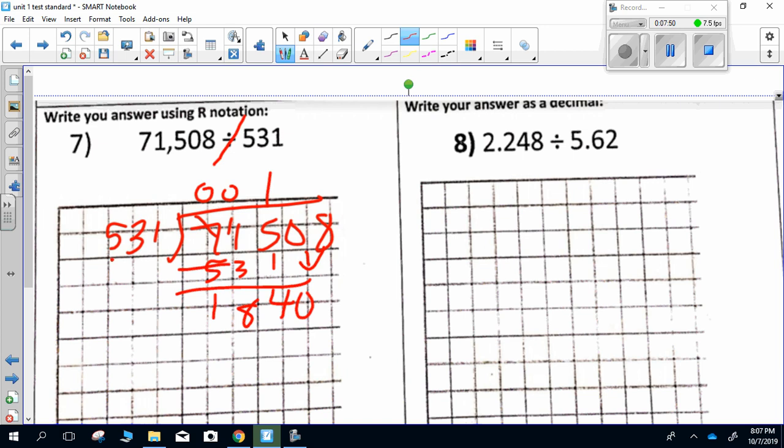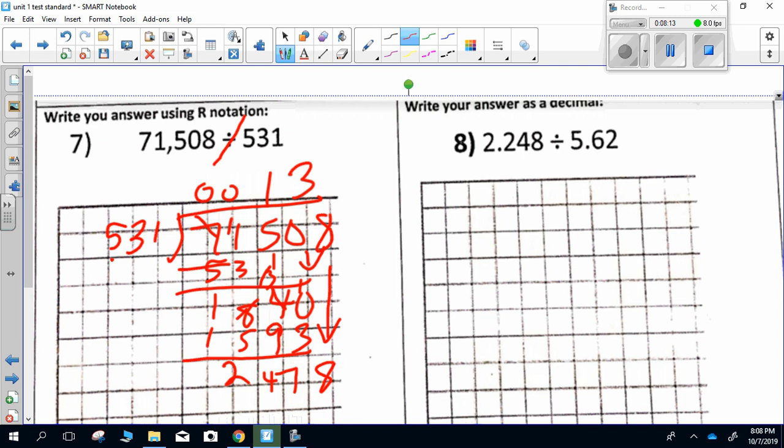5 into that probably goes about 3 times. 3 times 1 is 3. 9, 15. Subtract, I get 7. And 4. And 2. Is it less? Yes. Bring down my 8.